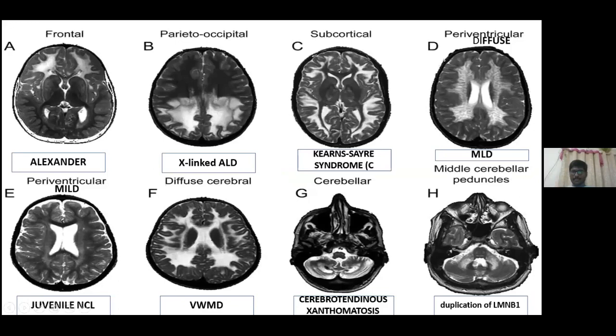Predominantly frontal, this is Alexander's disease, and predominantly parieto-occipital, this is X-linked adrenoleukodystrophy. And if it is predominantly subcortical, you are able to see in the subcortical region all the dystrophy. There is the hypomyelination. This is Kearns-Sayre syndrome.